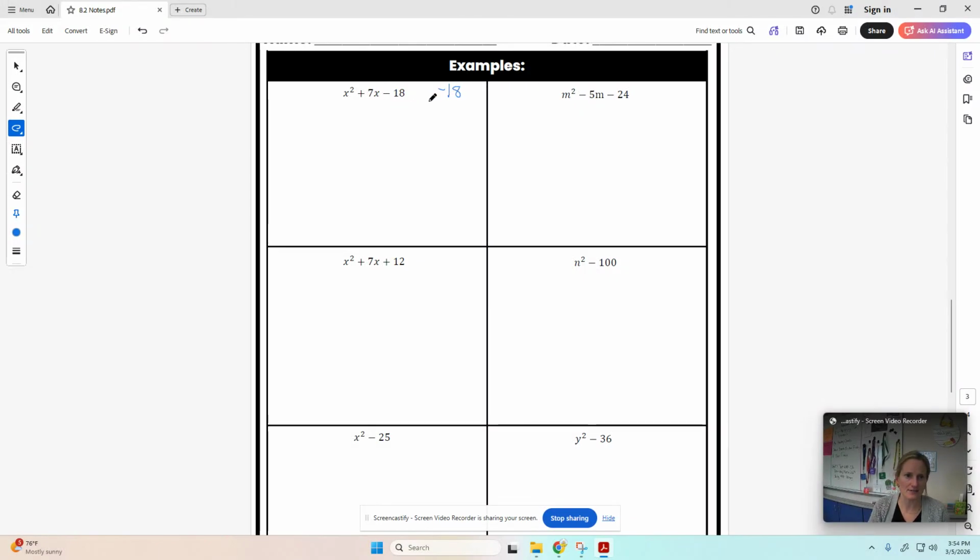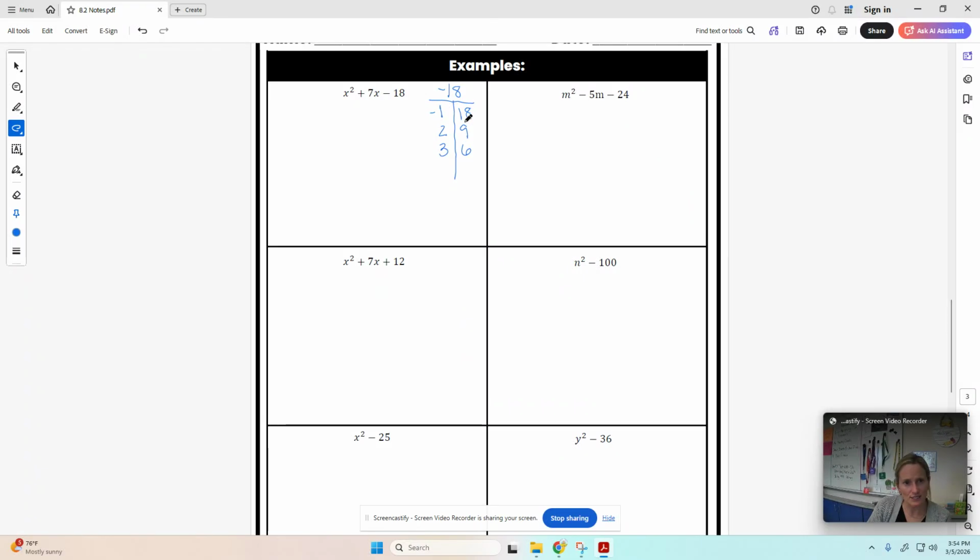And because this is negative, I'm going to have to consider the possibilities of one term's positive, one term's negative, but it is going to matter which one is which. So factors of 18 are 1 and 18, 2 and 9, 3 and 6, 4 is not a factor, 5 is not a factor, 6 is already on this list, so I know that I have them all.